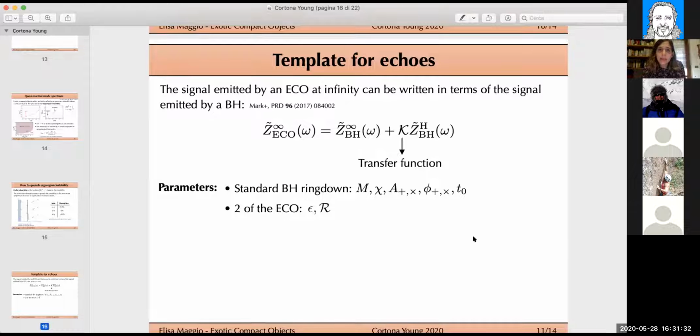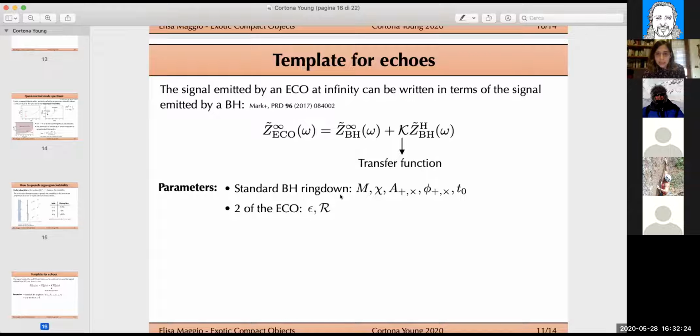And now I'm going to describe, in the cases in which this remnant is stable, what the gravitational wave signal emitted by these objects looks like. There has been a recent paper which writes the gravitational wave signal emitted at infinity by the exotic compact object as the signal emitted by a black hole at infinity plus the echoes due to the reprocessing of the signal emitted by a black hole near the horizon. According to this description, you can write the gravitational wave signal with the black hole parameters plus the two parameters of the exotic objects, which are contained in the transfer function.